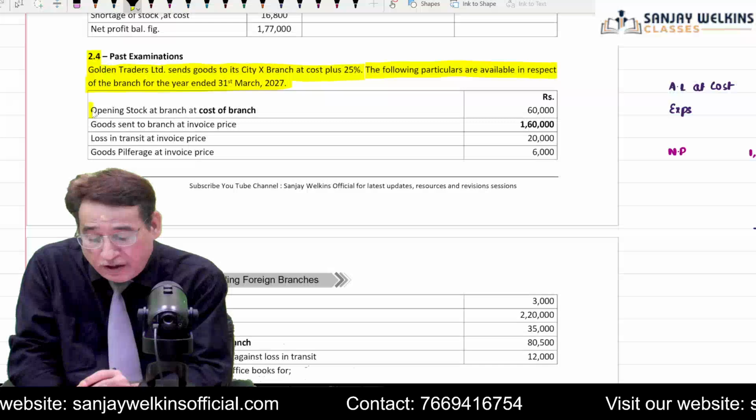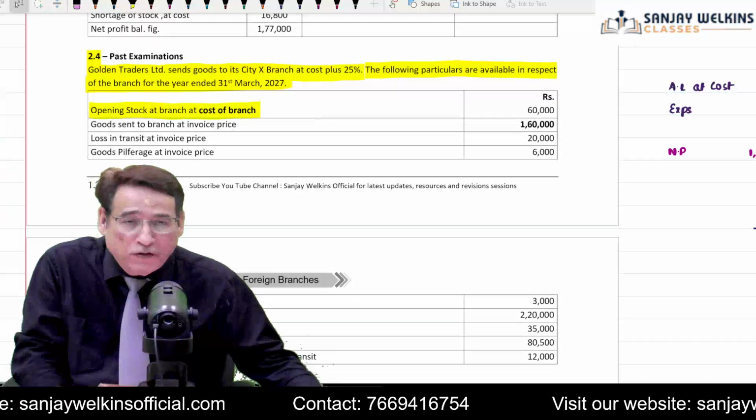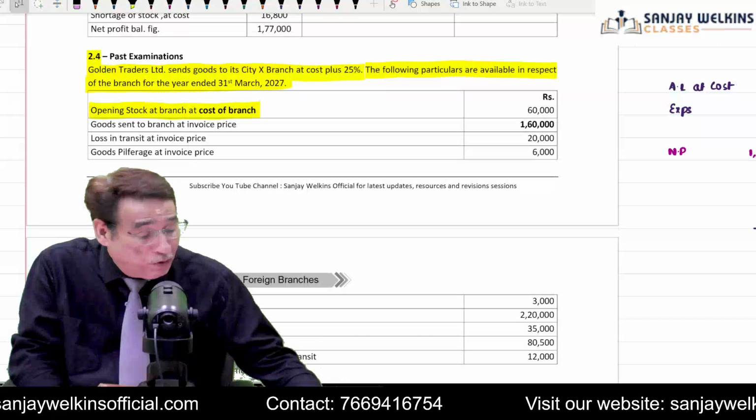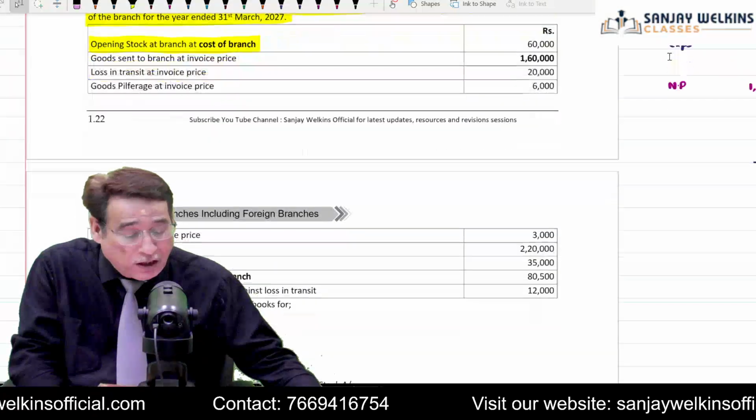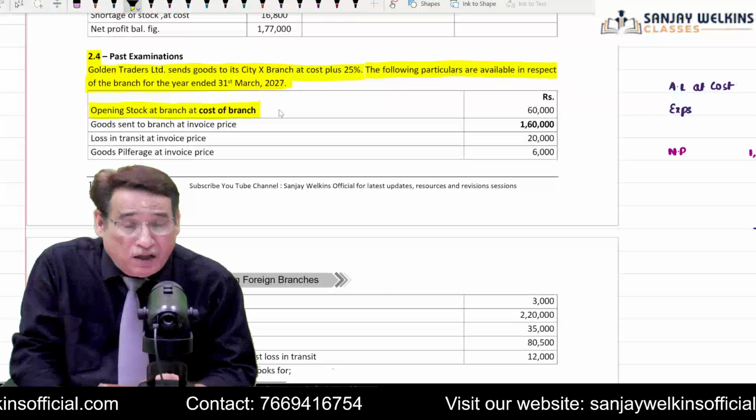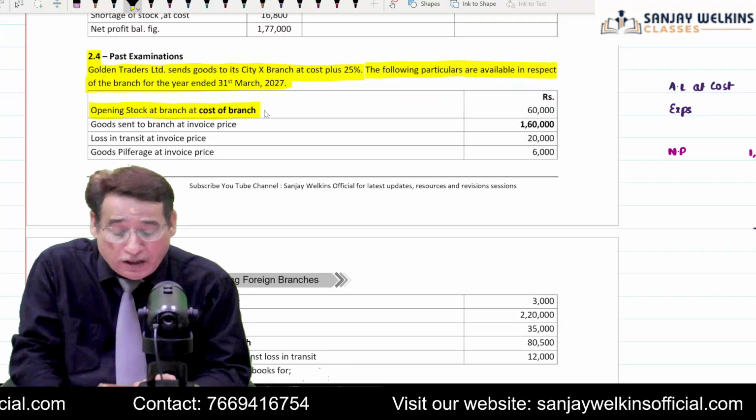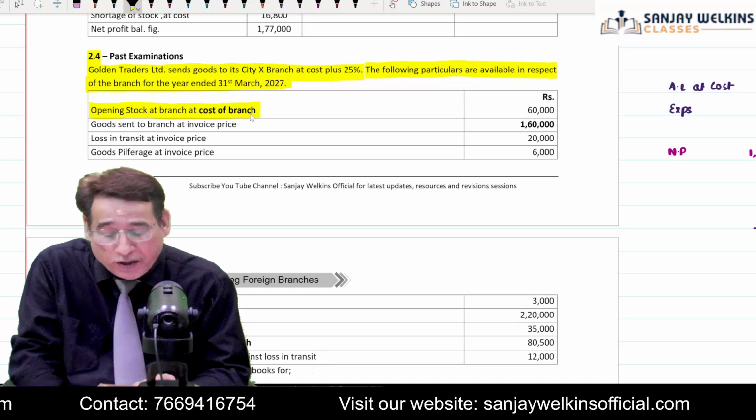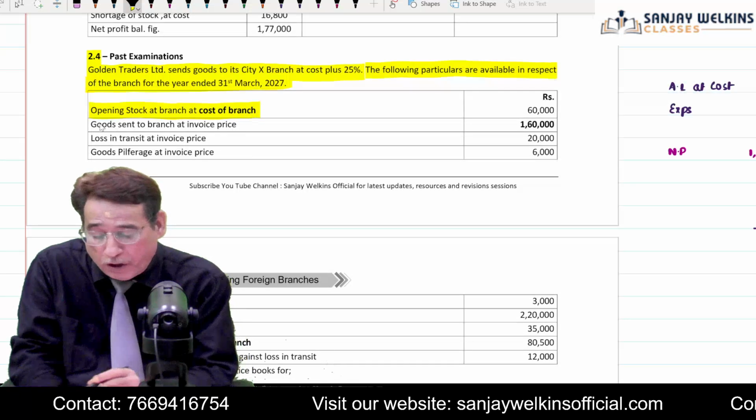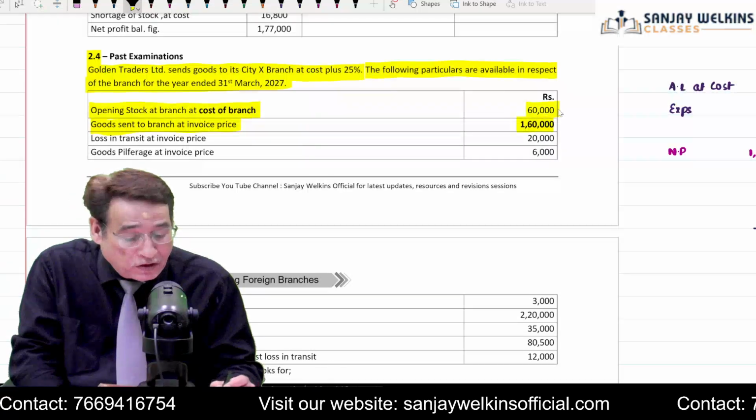Now the first line is opening stock at branch at cost to branch. Now let me know whether it is given at cost or at what we call invoice price. You should be absolutely perfect now in concluding whether it is at invoice price or at cost. It will be presumed at invoice price because it is written cost to branch. Now goods sent to branch at invoice price is already given, 1,60,000.